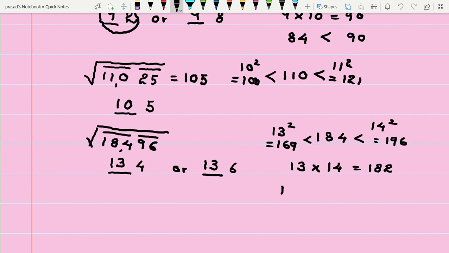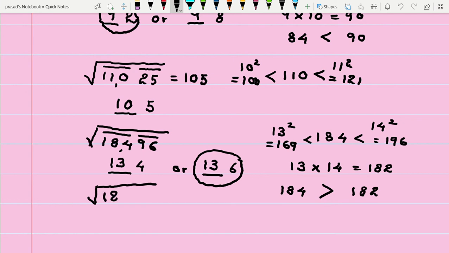Keep 184, that is the second group, on the left side, 182 on the right side. So 184 is greater than 182. That means out of these two options, I have to select the bigger one. And hence, square root of 18,496 should be 136. Okay with you, students?